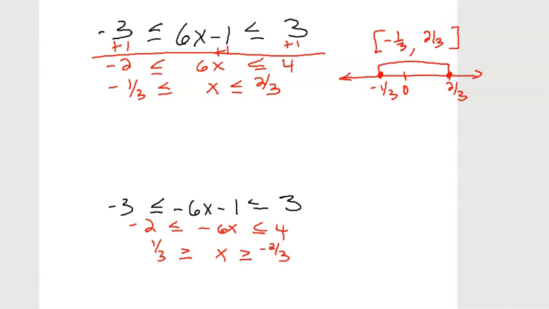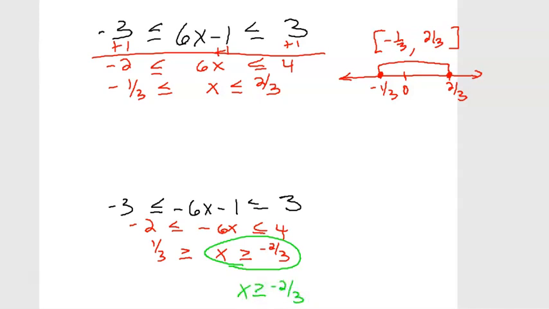Now, I want you to notice what this answer actually says. Because a lot of students might get this part. They might solve it, but they might actually look at this and say, what in the world is this? So notice this is saying x is greater or equal to negative 2/3. Greater or equal to negative 2/3. That's what that says.